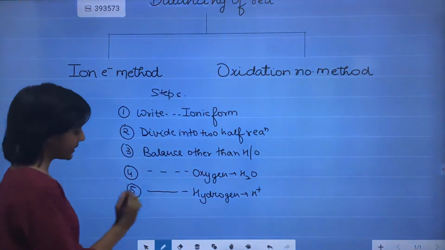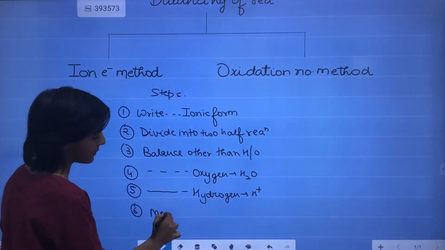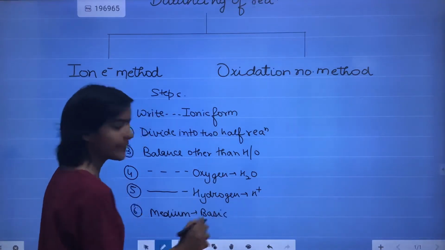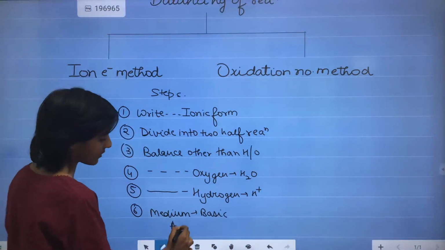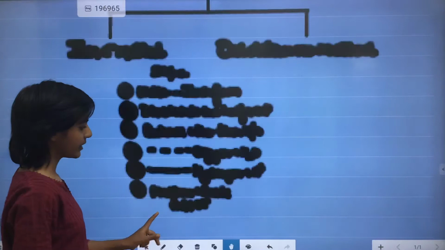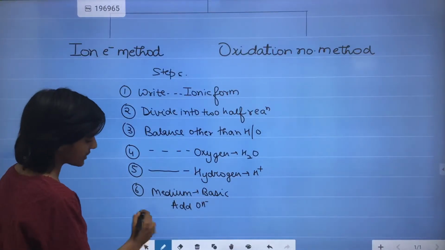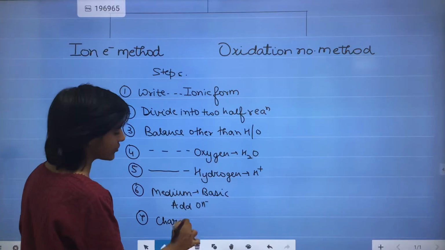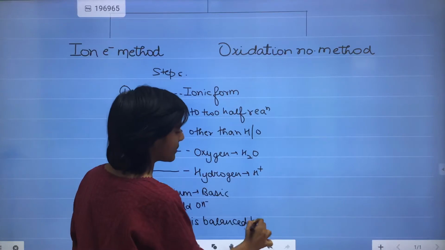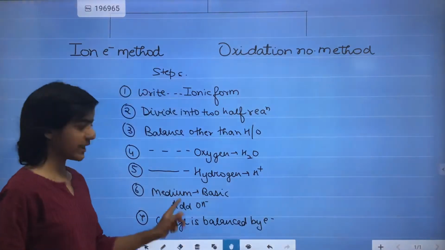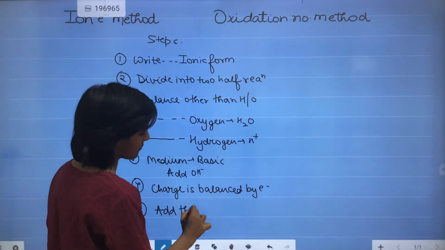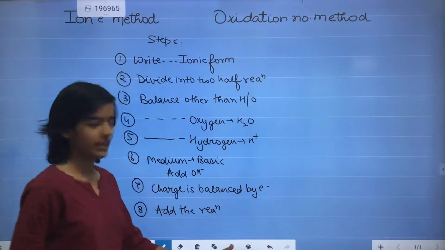And if the medium is basic, then add OH minus on both sides equal to H plus. Then balance charge, and charge is balanced by electrons. After balancing charge, add both the reactions so the electrons can be cancelled out.